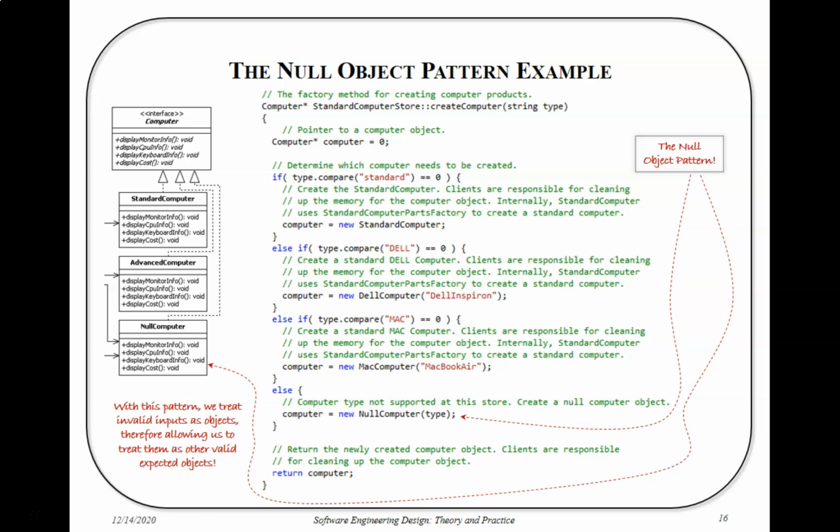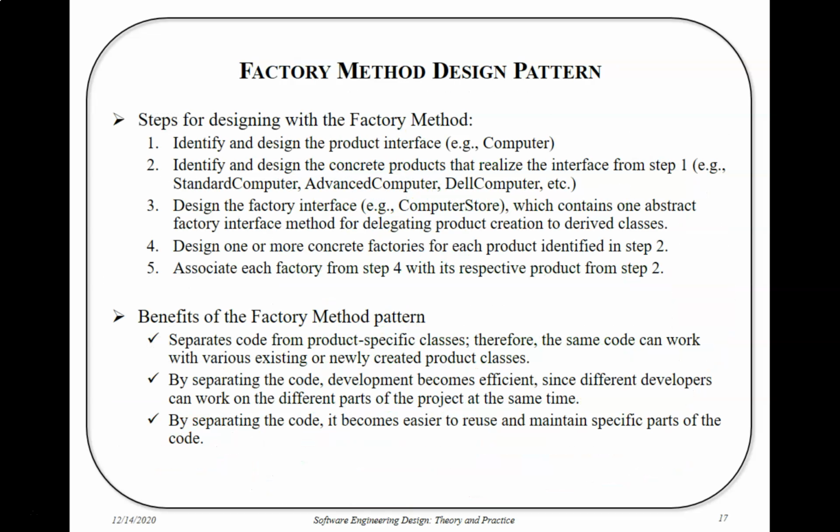So this is also the null object pattern example. The null object caters for something other than what's defined here, here, and here. It is prepared to catch any input that is other than the valid inputs. Okay, so we finish the factory method design pattern discussion with the example.